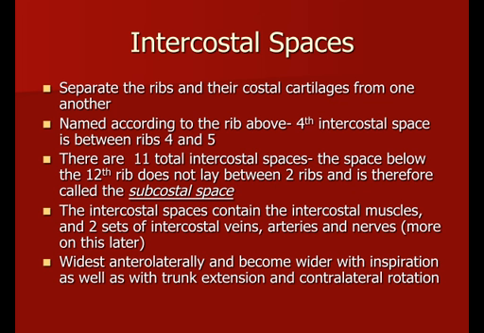The intercostal spaces are the spaces between the ribs and their costal cartilage from one another. They're named according to the rib above, so the 4th intercostal space is between ribs 4 and 5. There are a total of 11 intercostal spaces. The space below 12 does not lie between 2 ribs, so it's actually considered subcostal. Sub is below, so it's below the rib. The intercostal spaces contain the intercostal muscles and 2 sets of intercostal veins, arteries, and nerves. We'll talk a little more about that later.